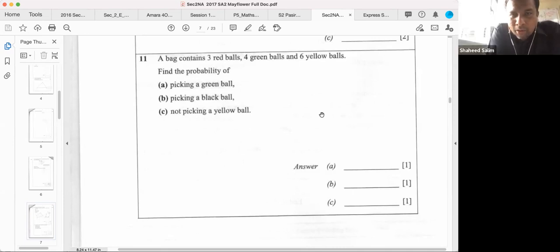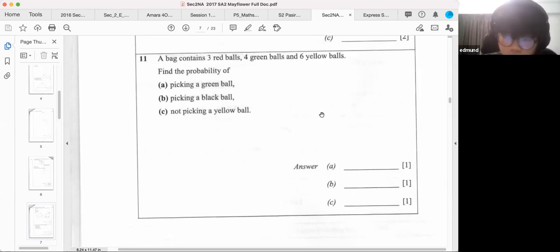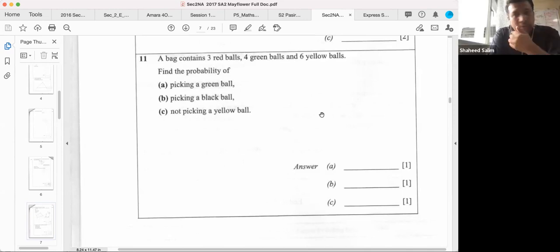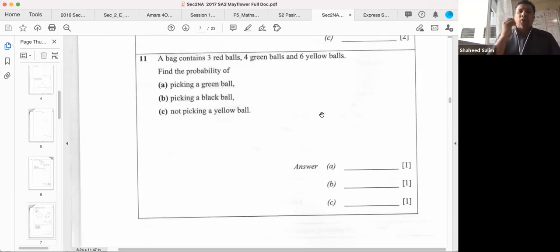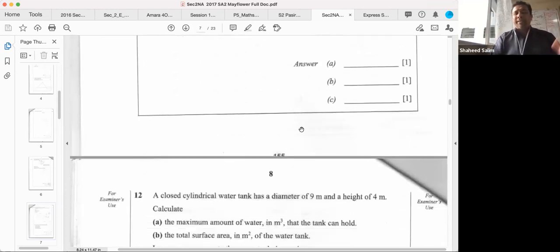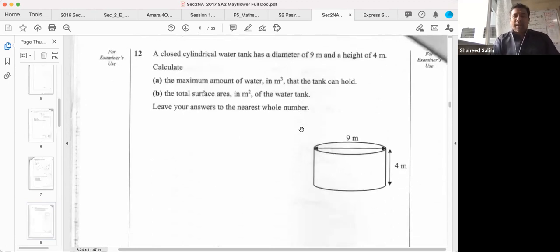What's the probability of picking a ball? 13 over 13, so 1 whole. Okay, so you can put 1 whole. If 0, put 0, 1 whole, 1 whole. So 1 means for sure you will pick the ball. All right, can you try this now?